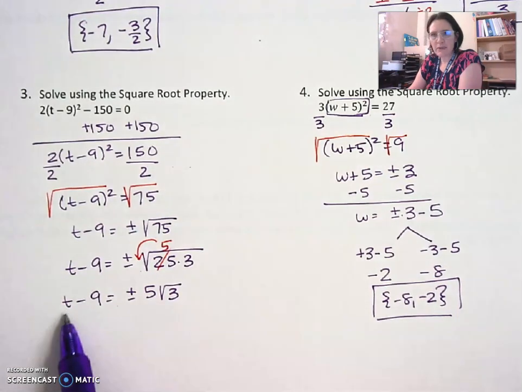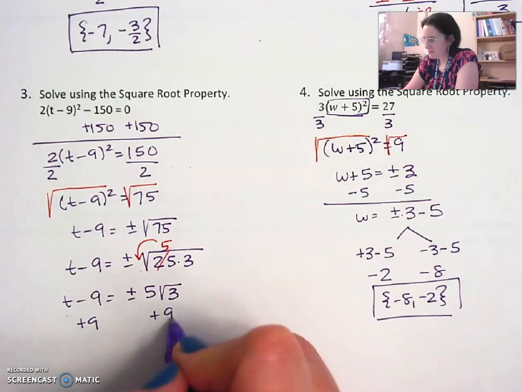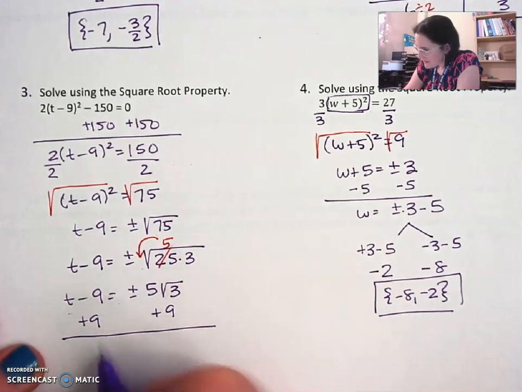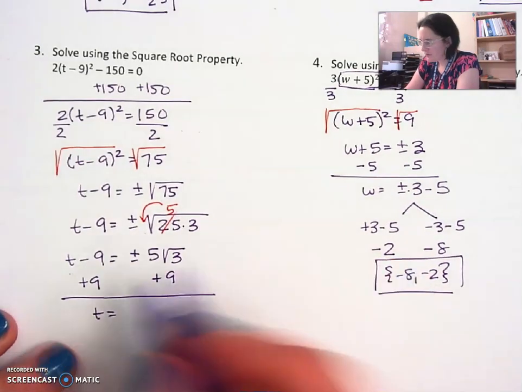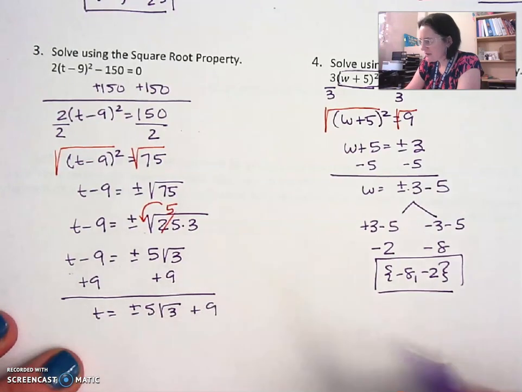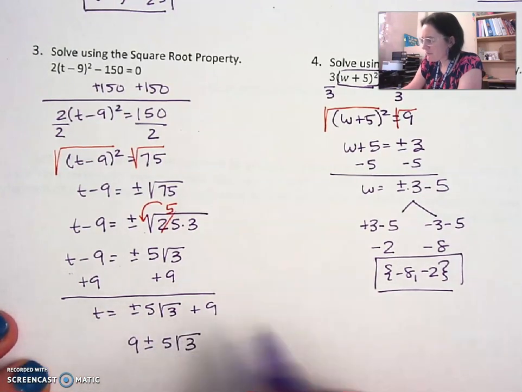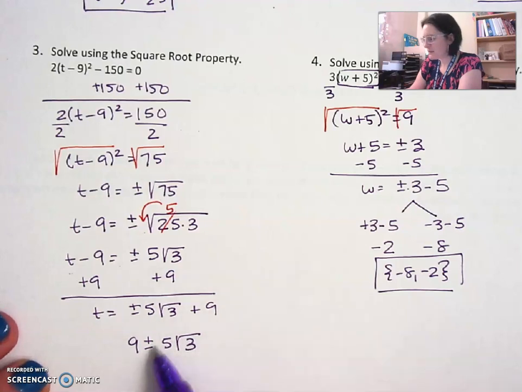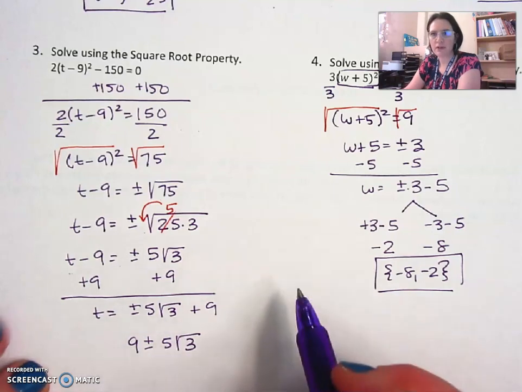And I still need to get t by itself, so I will add this 9 to both sides. And t equals, you can write this two different ways. You can write plus or minus 5 square roots of 3 plus 9, or 9 plus or minus 5 square roots of 3. You can even break this up into 9 plus 5 rad 3, 9 minus 5 rad 3. Any of those forms are acceptable.